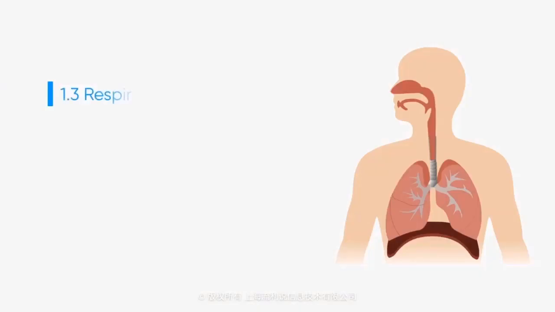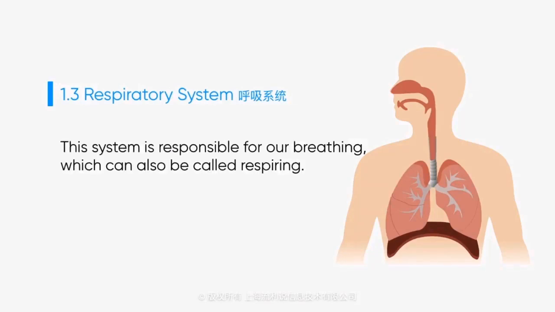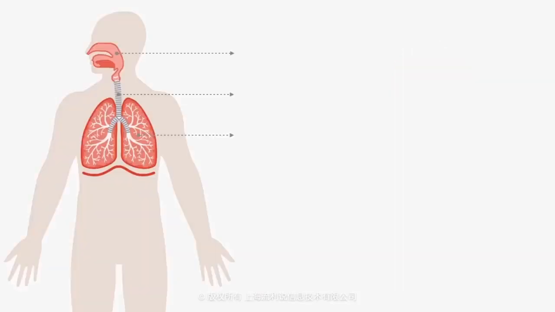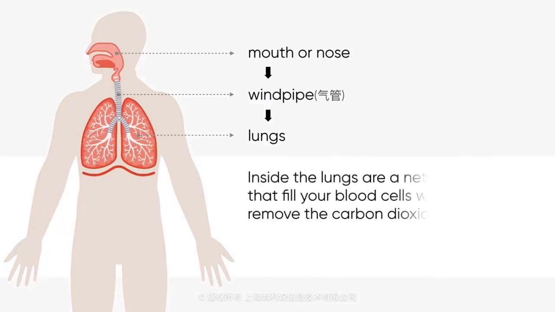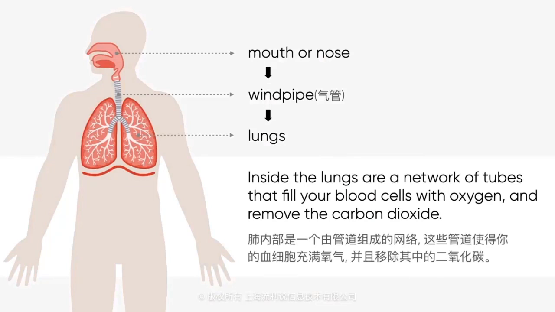The next system we will talk about is the respiratory system. This system is responsible for our breathing, which can also be called respiring. Air goes in through the mouth or nose, down the windpipe, and into the lungs. Inside the lungs are a network of tubes that fill your blood cells with oxygen and remove the carbon dioxide. The carbon dioxide goes back up your windpipe and out of your mouth or nose as you exhale.